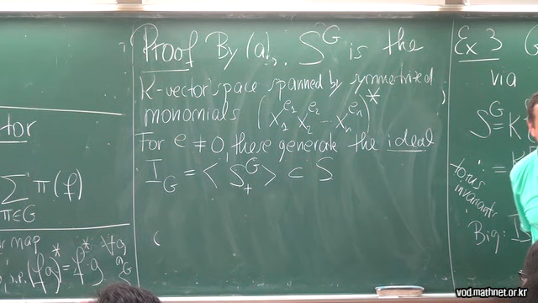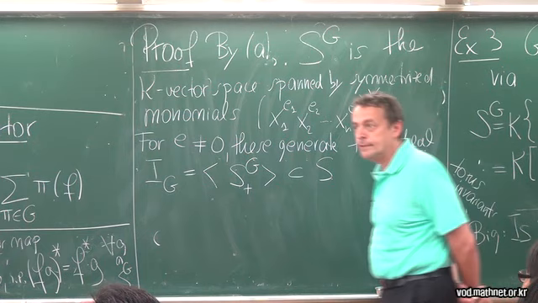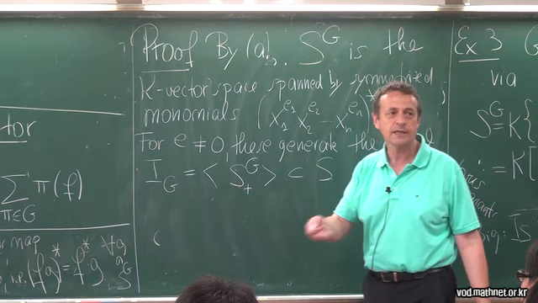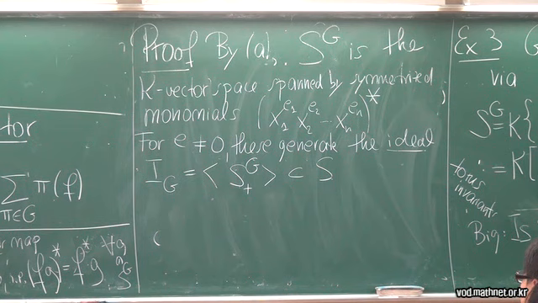Now here's the shocking news. The news from 1890 is that ideals are finitely generated. That's Hilbert's basis theorem. This very argument is why the basis theorem was proved. Of course, we proved it using Dickson's lemma and so on. This step is why Hilbert proved the basis theorem. Okay, so it's finitely generated as an ideal.